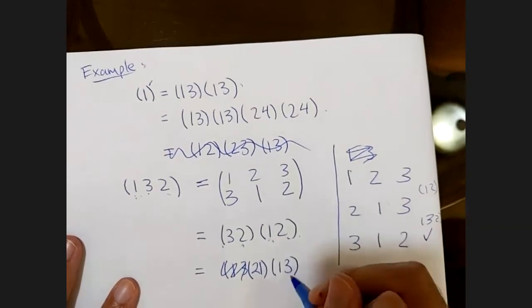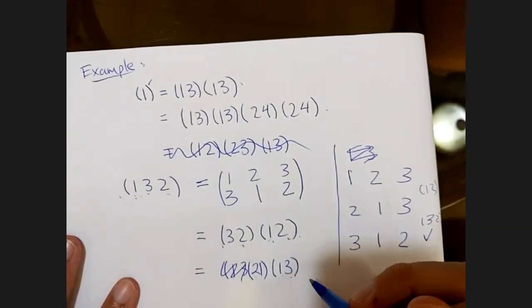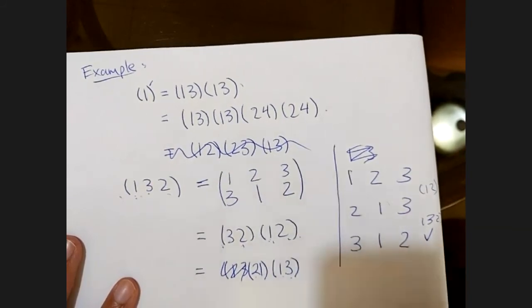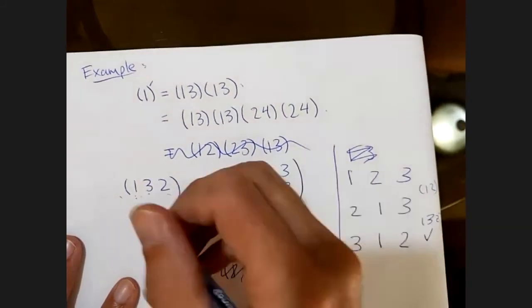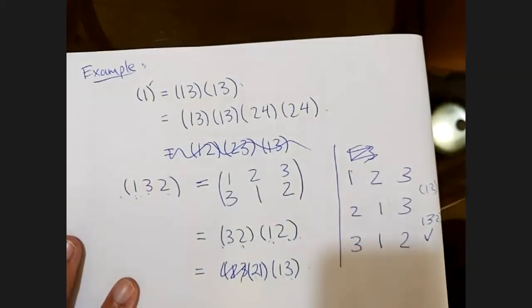So 1 gets sent to 3, check. 3 goes to 1, 1 to 2. So that's good. And then 1 gets sent to 3. That's good. And 2 gets sent to 1, right? So this is another way to write the same 3 cycle as a product of transpositions. And the important point is that I used an even number.